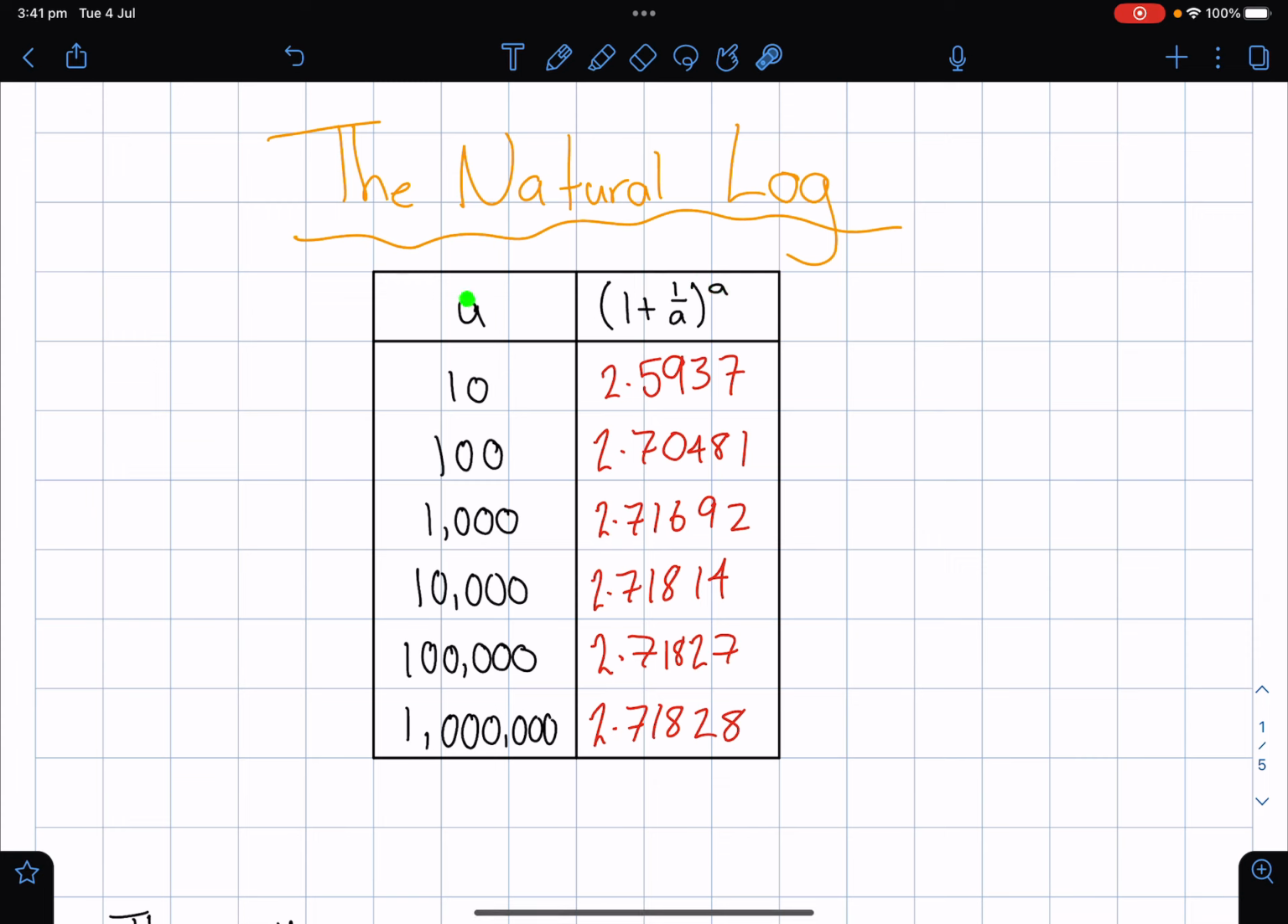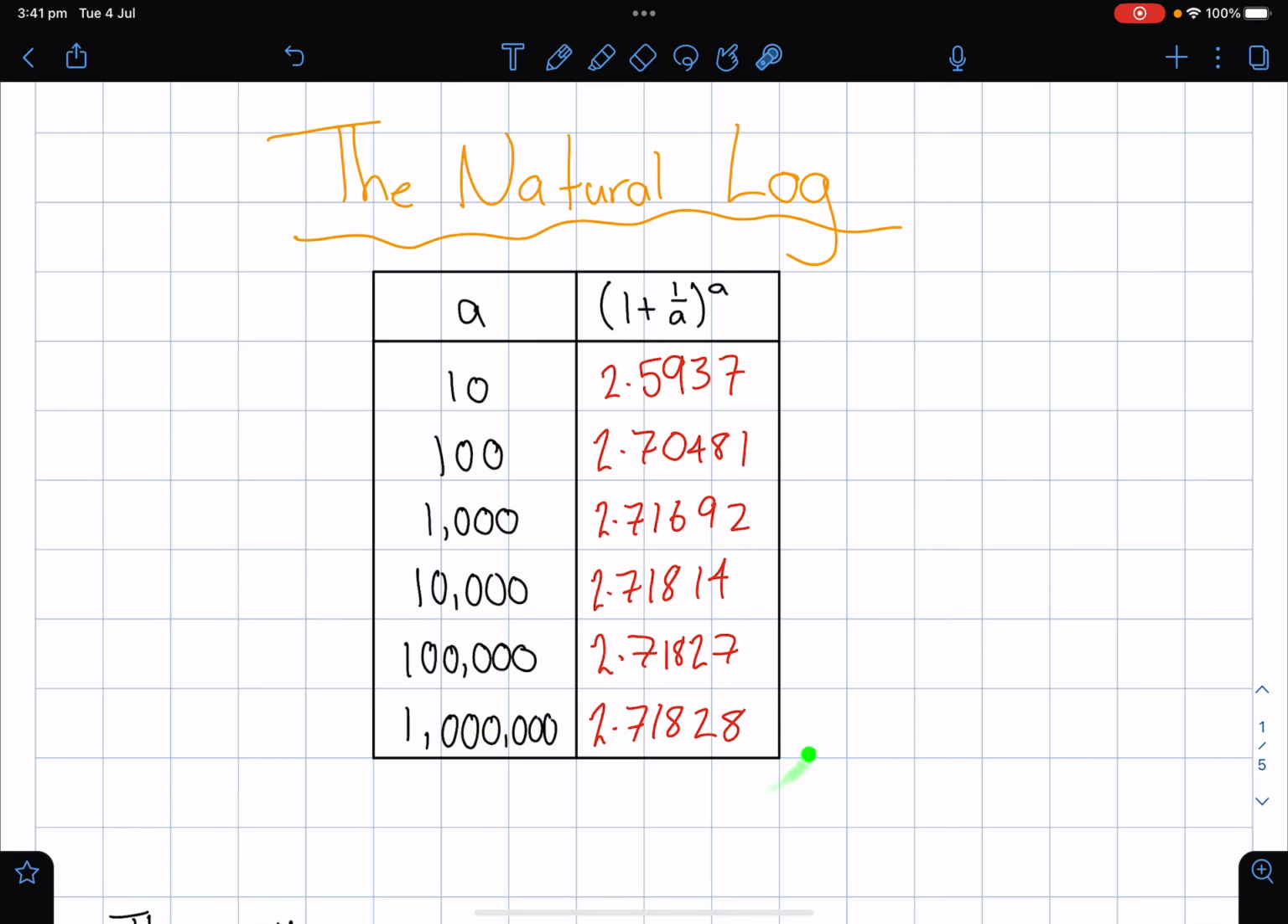Now, as this a value increases, so I've got a whole range of examples, we can see that if I put in a equals 10, this little formula becomes 2.5937. Now, if I make a 100, I get 2.70481. So it's changed slightly. If I put in 1,000, it's changed even less. We're only at the second decimal place now changing. 10,000, we're only at the third. And then 100,000, we're at the fourth. 1,000,000, we're at the fifth.